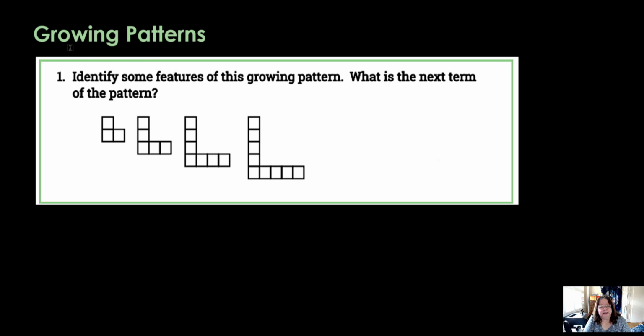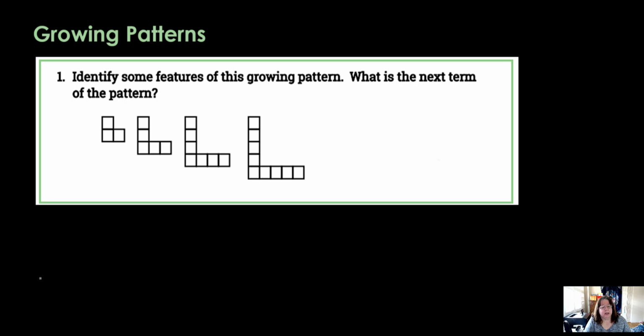Today our lesson is on growing patterns. This is Unit 1, Lesson 8. And we're going to look at two questions from the final check for understanding. The first one, number 1: identify some features of this growing pattern. What is the next term of the pattern?